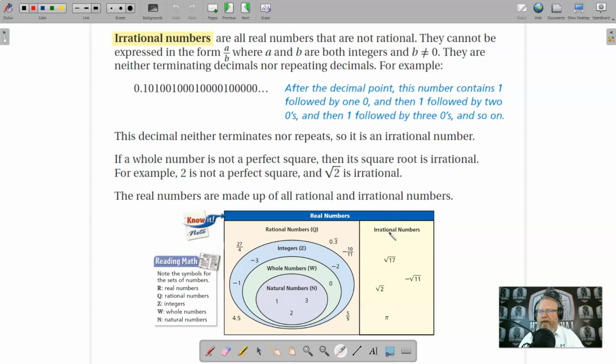One way to remember the word irrational: you ever know anybody that just keeps talking and talking and talking, and they're like crazy and nuts and they just keep talking? People say, wow, they're really acting irrational. So think of it that way.